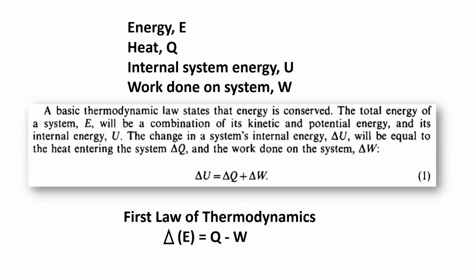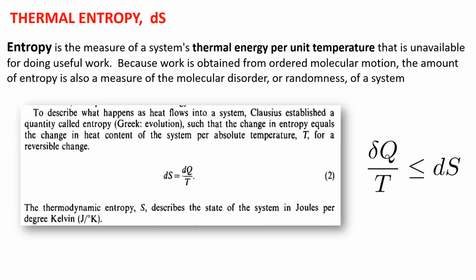So we have energy E, heat Q, internal system energy U, work done on a system W. And so a basic thermodynamic law says that energy is conserved, and the total energy of the system will be a combination of kinetic and potential energy, and the internal energy. The change in the system's internal energy will be equal to the heat entering the system and the work done on the system. So that's the first law of thermodynamics. We saw the zeroth law was the thermal equilibrium. Now we need to introduce the concept of entropy.